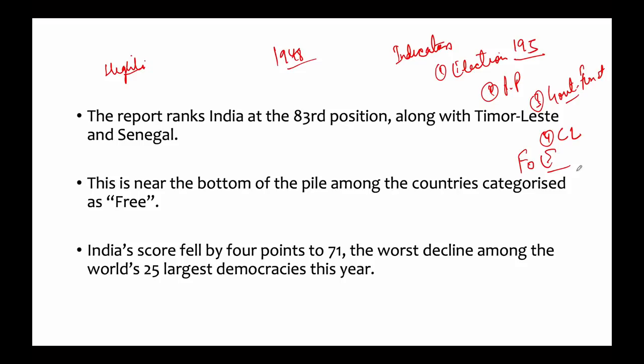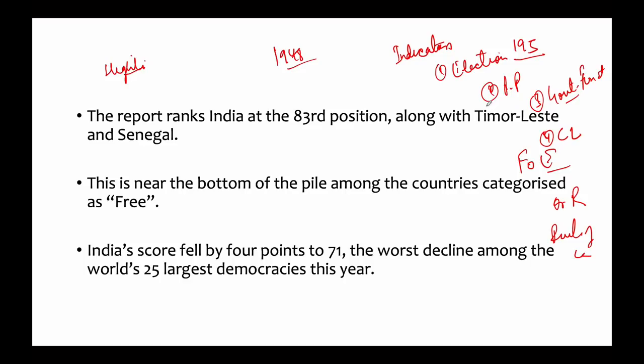So all these things are considered: freedom of expression, organizational rights, the rule of law in the country, personal autonomy, individual rights. Everything is considered before making the score for a country.